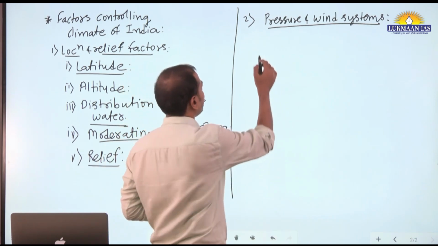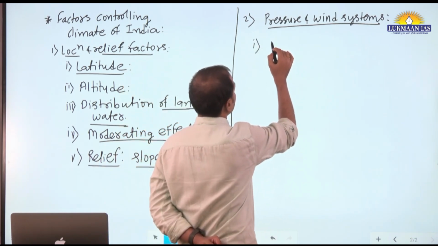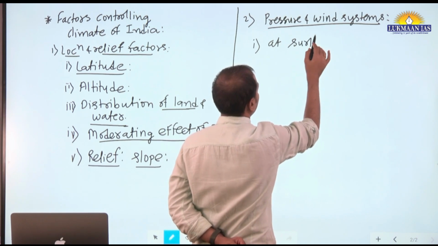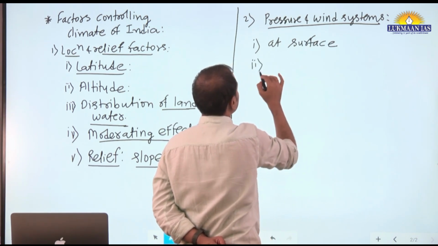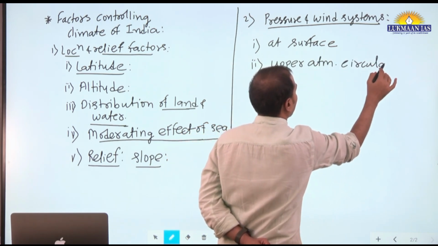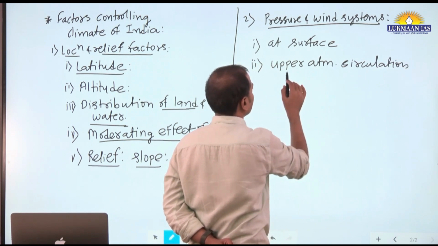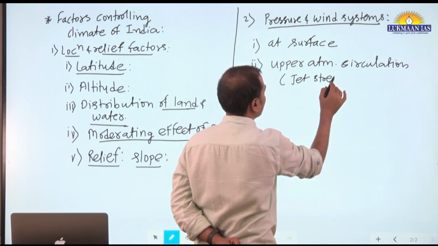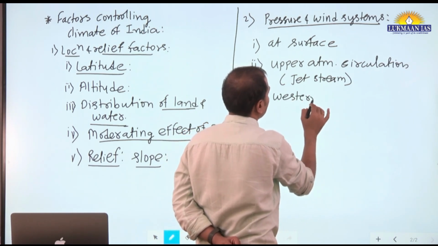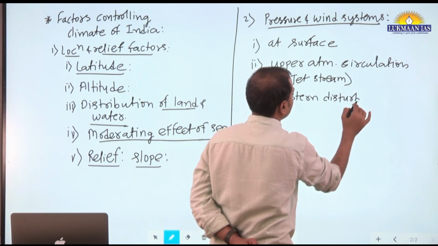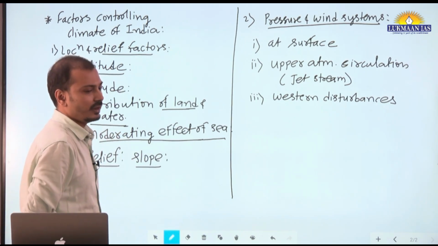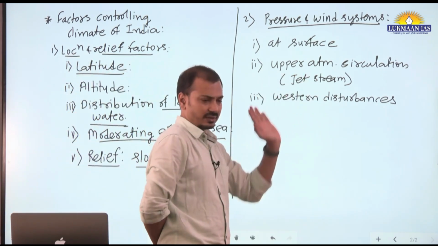Within that, we can talk about the different factors: first, wind circulation and pressure systems at surface level. Second, upper atmospheric circulation, where we can talk about jet streams and their role. Third, we should talk about western disturbances. Now, as it is given in NCERT, we will try to understand from that aspect only.